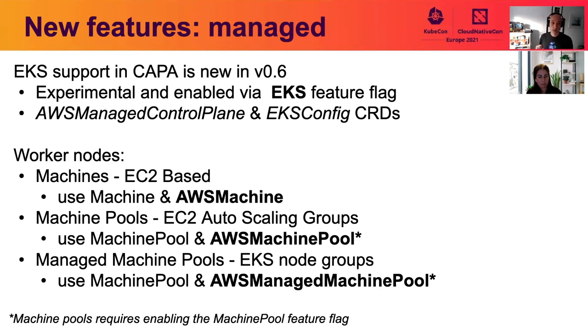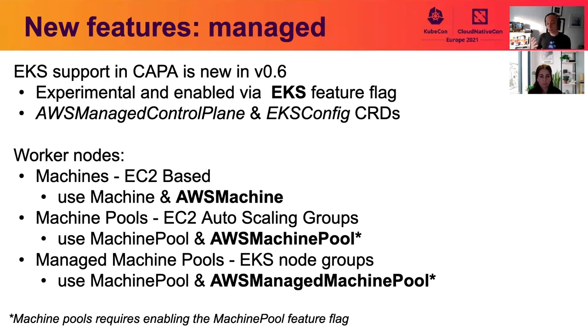And from a declaration point of view, you use the CAPI machine kind and the AWS machine kind when you're declaring these. Sedef has already mentioned machine pools, and machine pools can be used within an EKS cluster. And these again are essentially EC2 auto scaling groups. From an EKS point of view, you have to use the machine pool CAPI declaration and also the AWS machine pool. Within the EKS side, we also have another variant of machine pools, and these are called managed machine pools. If you're aware of EKS and use EKS normally, these get represented as EKS node groups, essentially. To use these, you need to use, again, the CAPI machine pool, but then there's a different kind from a CAPA point of view, and that is the AWS managed machine pool.